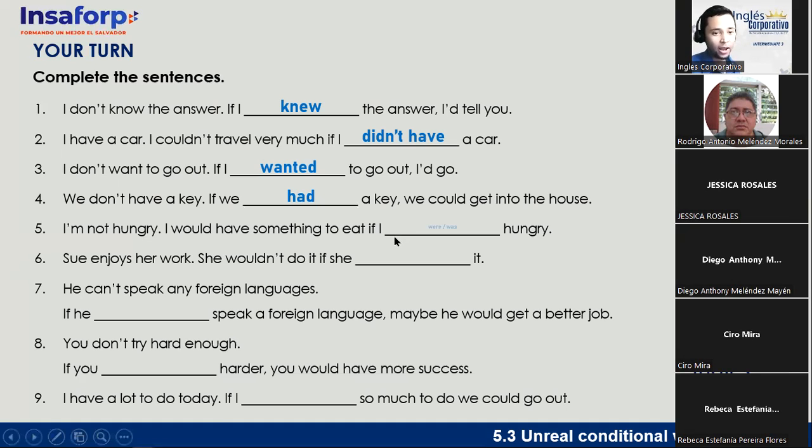Good. Very good. Let's just practice the pronunciation. You say, I'm not hungry. I would. Okay, this word is important. That's the modal auxiliary we're using. I would. La pronunciación ahí, ¿verdad? I would have something to eat if I were hungry. Como habíamos explicado, también puede ocupar was, pero eso sería menos formal, ¿verdad? Lo más formal y académico es ocupar were en oraciones como estas, que son los unreal conditionals.